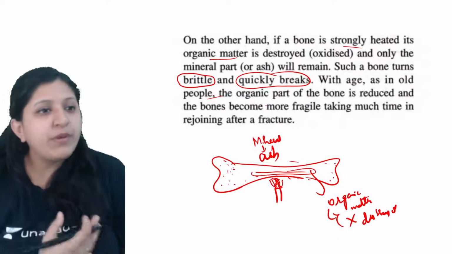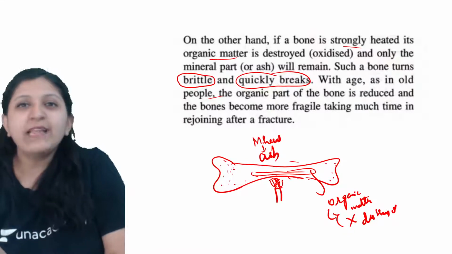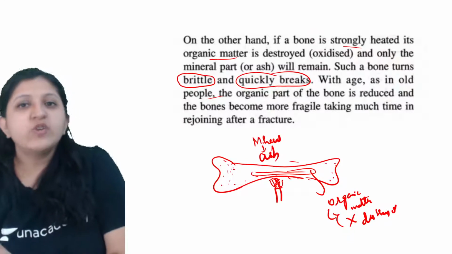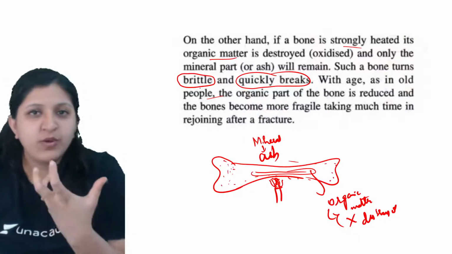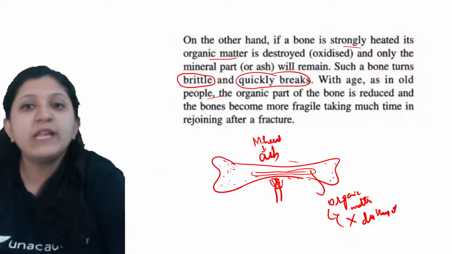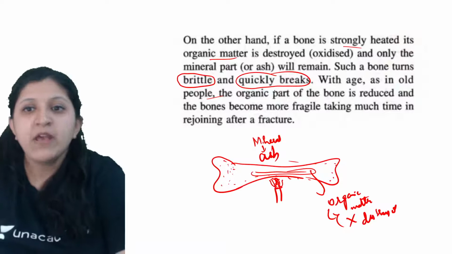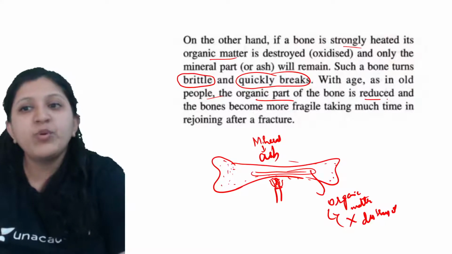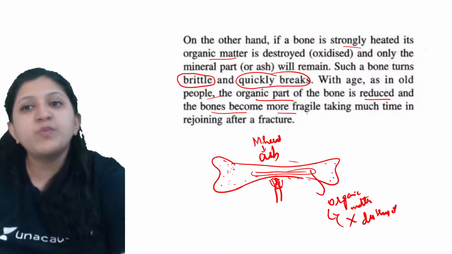Okay, so old people's bones, we say, are not as strong, so they can easily break. They are brittle and can quickly break, because mainly only the mineral part is there. The organic part of the bone is reduced, and that is why the bone becomes more fragile.